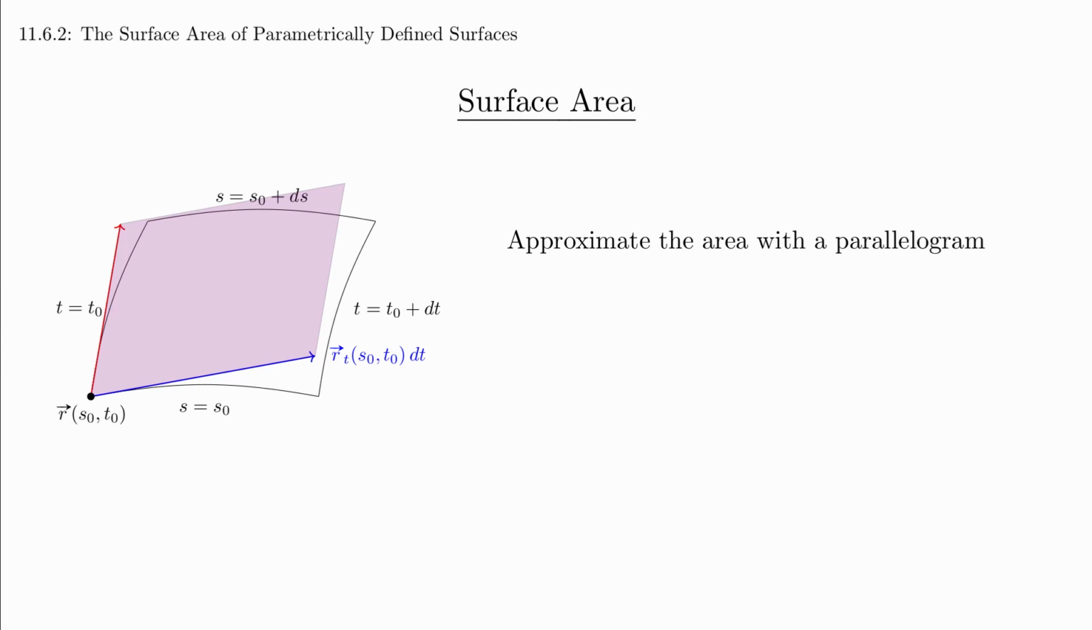So if we want to approximate the change in position moving along that rectangle, we would use the partial of r with respect to t, multiplied by dt. That dt term accounts for the step size that we're taking in the t parameter. The same idea works in the s direction.